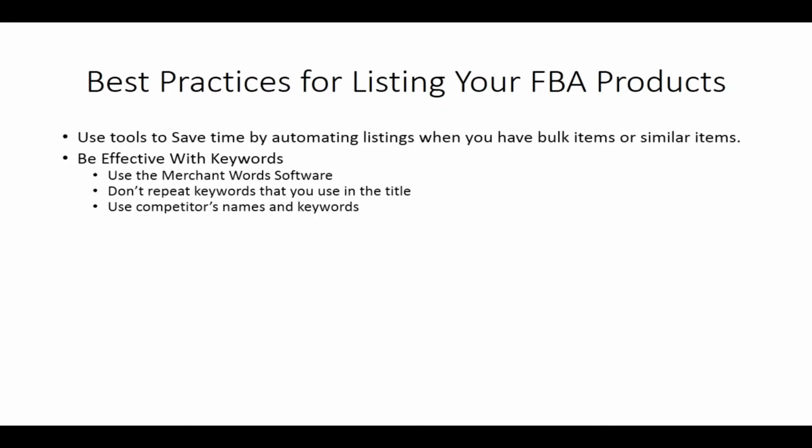Now, some other suggestions that FBA sellers use. You don't want to repeat the keywords that you use in the title in other parts of your description. You want to try to be more descriptive. And again, using the software and making sure that you're most effective with your words. And then when possible, you want to use competitors' names and keywords.